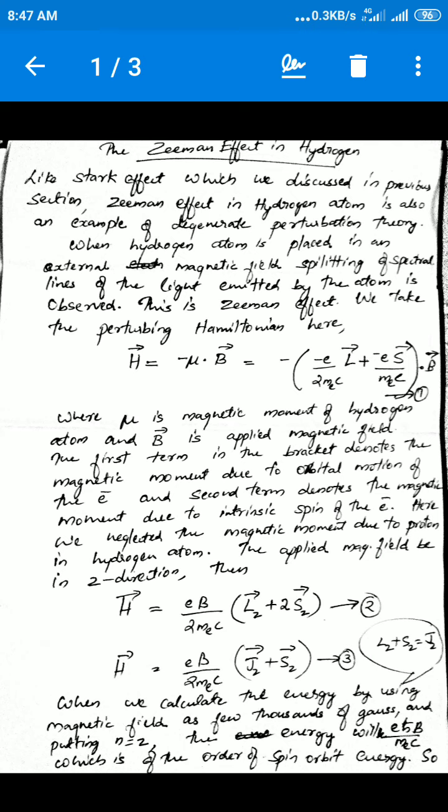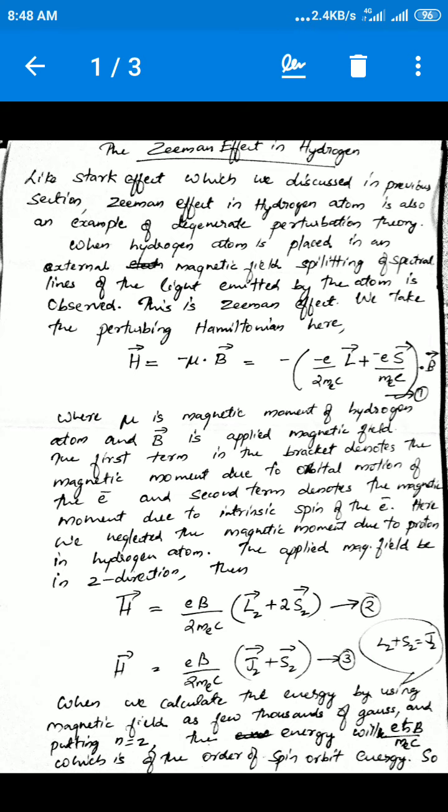Stark effect means the splitting of spectral lines when you place the atom in an electric field. Here it is the magnetic field, and it should be a weak magnetic field. This is the normal Zeeman effect. We take the perturbing Hamiltonian as H equals minus mu dot B, where mu is the magnetic moment and B is the magnetic field. Both have direction.